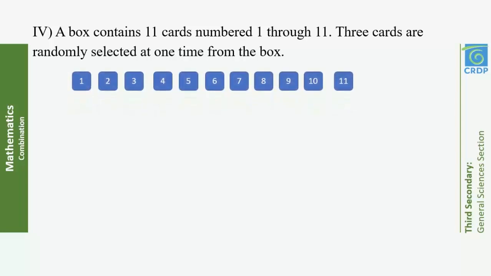Exercise 4. A box contains 11 cards numbered 1 through 11. 3 cards are randomly selected at one time from the box, so here I have the words one time, that stands for simultaneously.